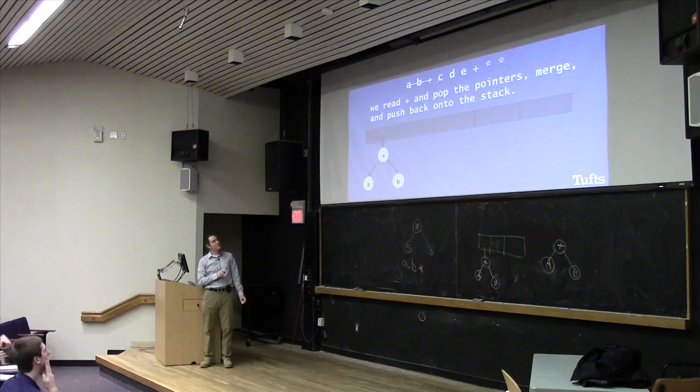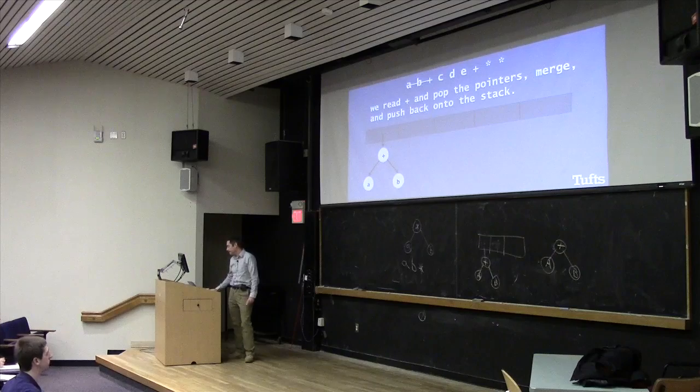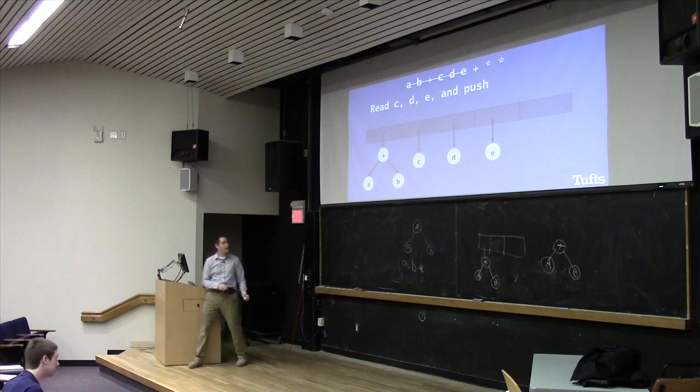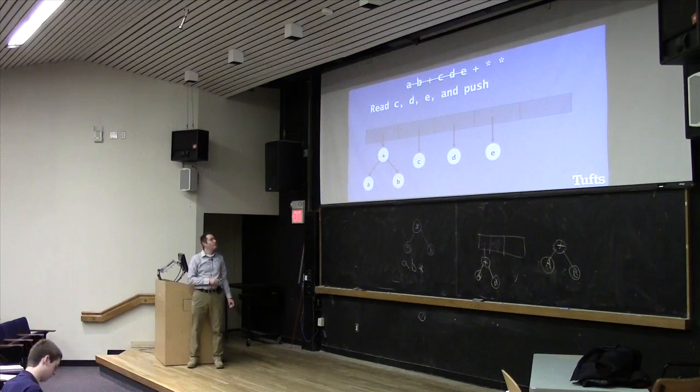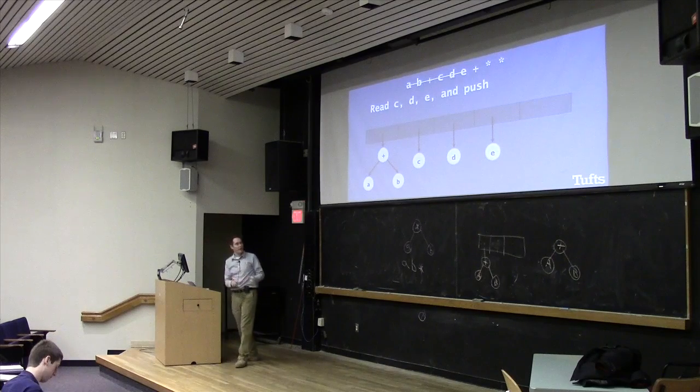Well, we're going to read C. Because it's an operand, C gets pushed onto the stack. D, same thing. E, same thing. So we're going to create little one-node trees for all those guys and push them all onto the stack. Like that. And our stack, by the way, obviously is going this way. OK, so now it looks like this, and we've done all these guys. They're all 4 one-node trees right there.